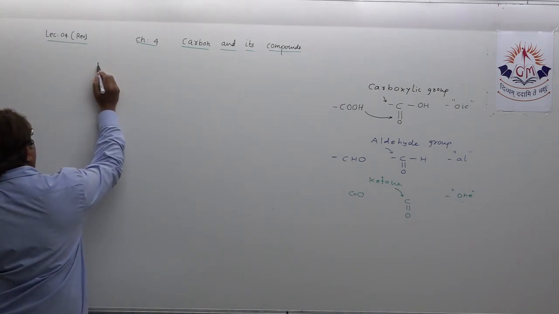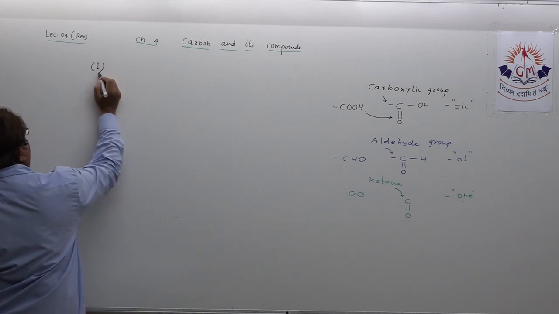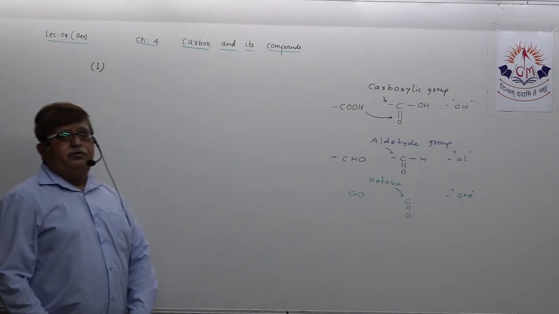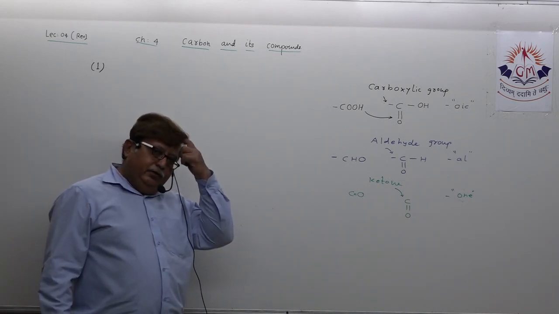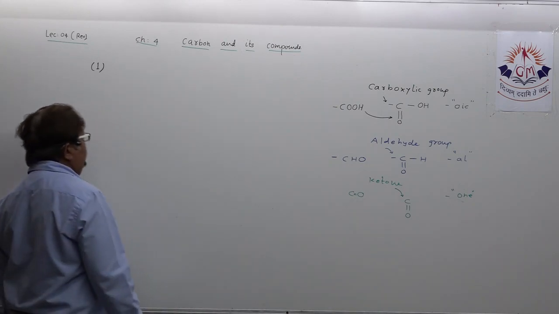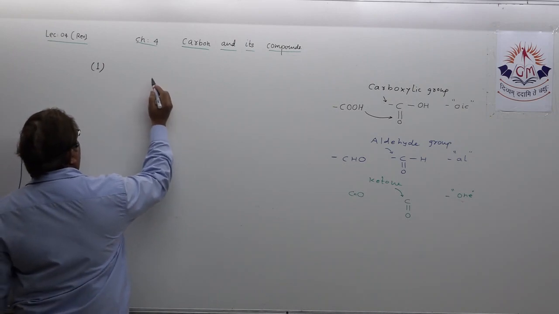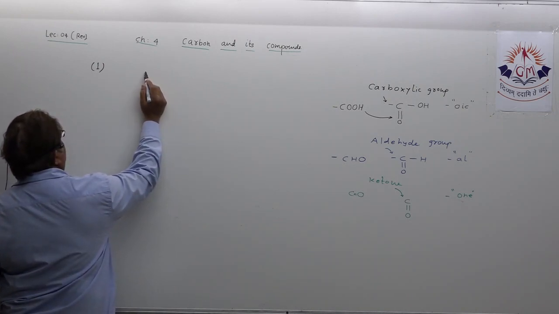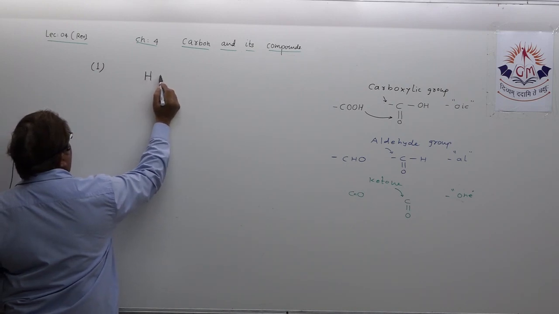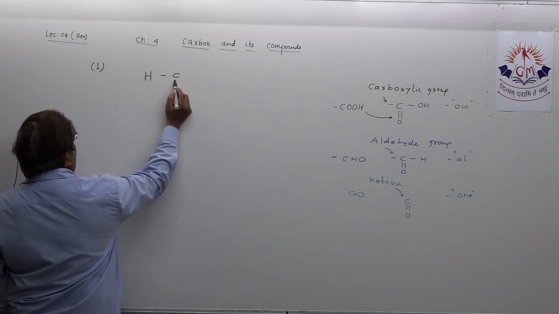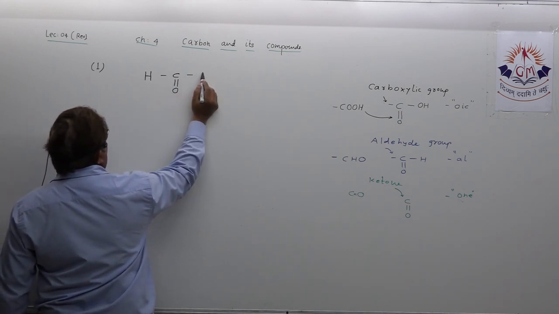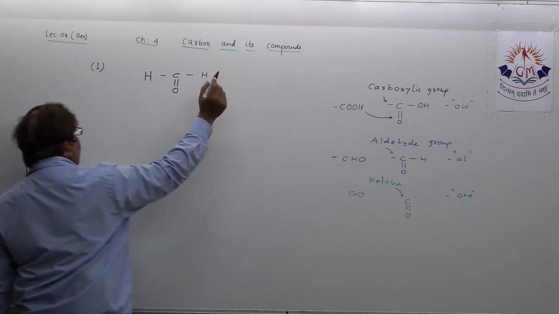And what is the process today we are going to follow? I will draw one basic structure here and you should try to name it. Okay, see dear student, I am showing the first one. H, C double bond O, and this is the compound.